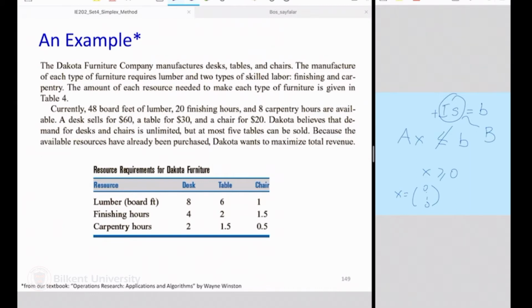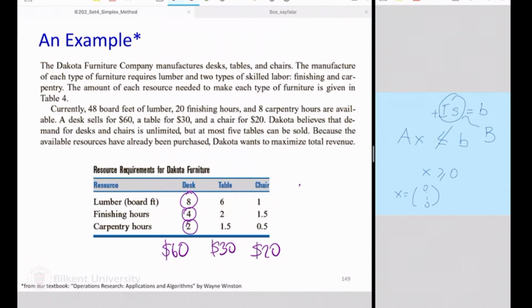And in these values, in order to produce 1 unit of desk, I need 8 feet of lumber, I need 4 hours of finishing time, and I need 2 hours of carpentry time. All right, these are my resources. These are my 3 products. If I sell these products, I sell them per unit for $60. This is for a desk, 30 for a table, and 20 for a chair, all right? These are my selling prices.